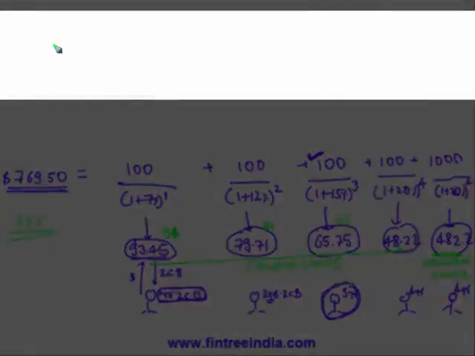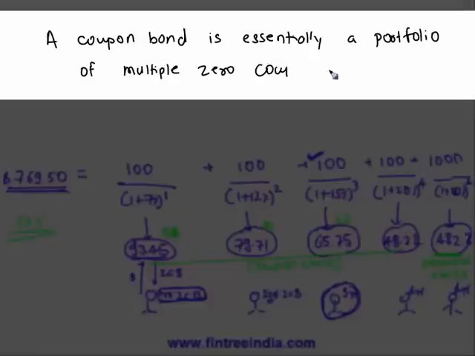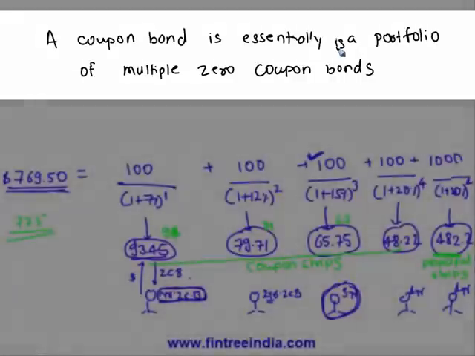A coupon bond is essentially a portfolio of multiple zero coupon bonds. A coupon bond essentially is a portfolio of multiple zero coupon bonds. Are we fine with this? So let's do one more example now.